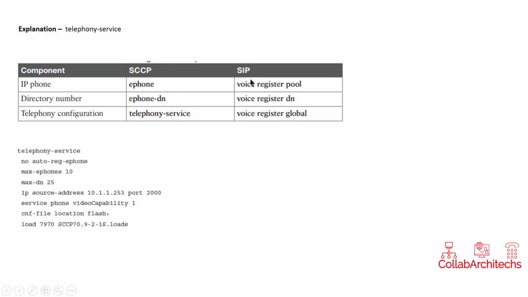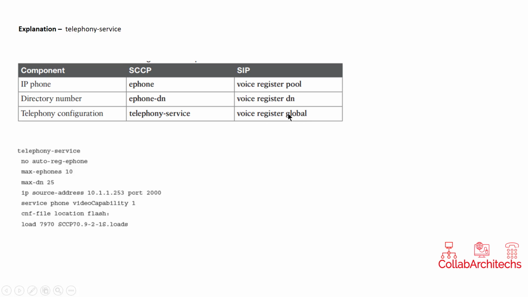So similarly for SIP, it's a bit different. If you see what are the relevant commands here for SCCP and SIP phones. If you want to configure an IP phone, here it is ePhone, and in SIP it is voice register pool. If you want to configure a directory number, in SCCP it is ePhone DN, and in SIP it is voice register DN. Similarly, if you want to configure telephony configuration, in SCCP it is telephony services, and in SIP it is voice register global.